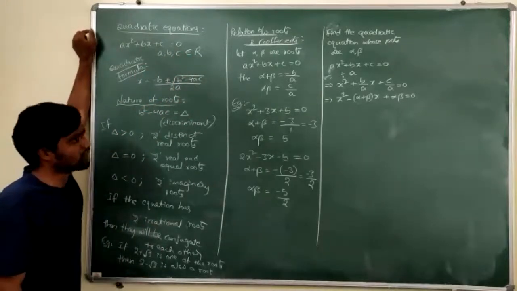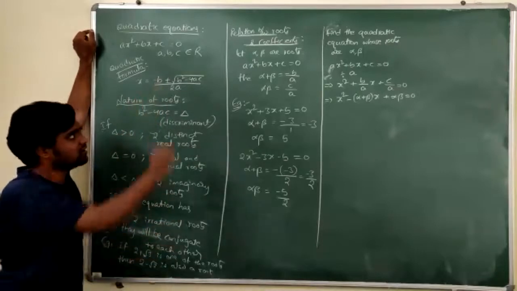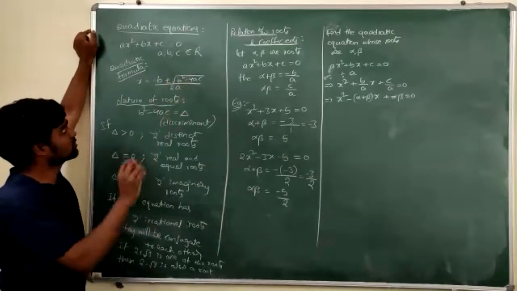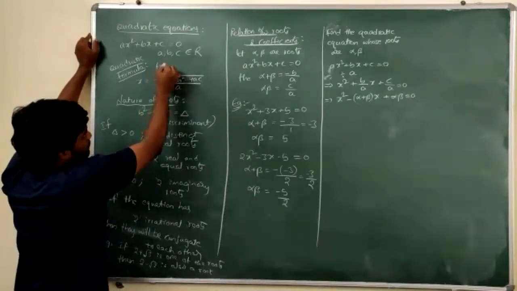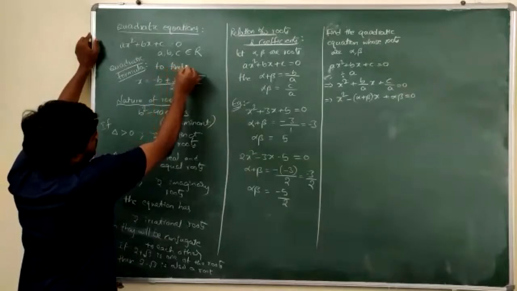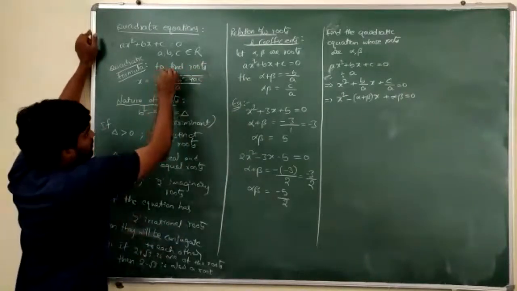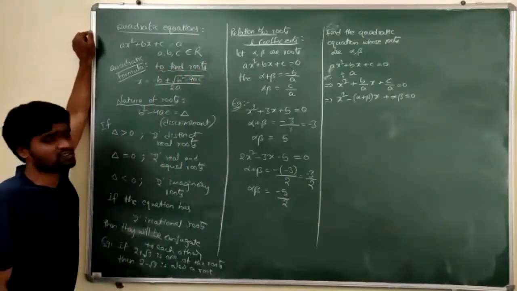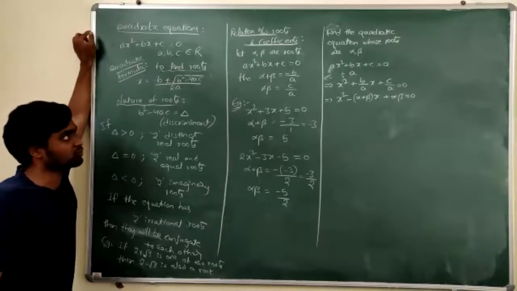So the quadratic formula, how to find the roots of the equation: x is equal to minus b plus or minus under root b square minus 4ac by 2a. So what are roots? The quadratic formula is used to find the roots of the equation. So what does finding roots mean? That is my question.